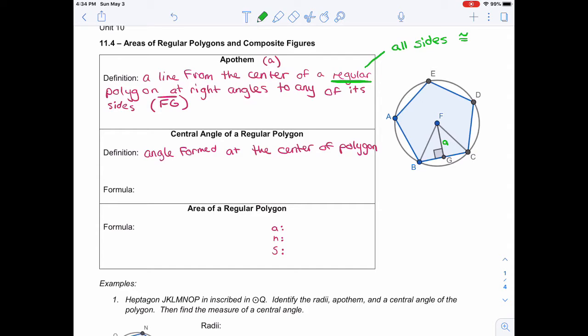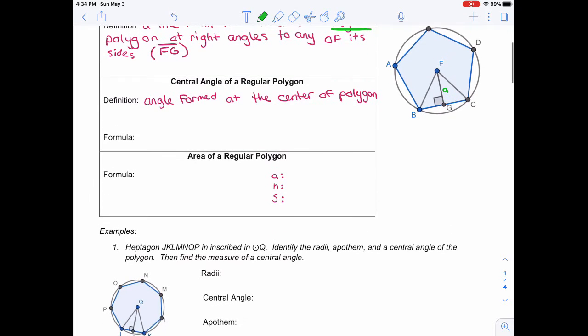For our next one, we have the central angle of a regular polygon. So that's the angle formed at the center of a polygon. That pretty much goes without saying. And our formula is just going to be 360 over n, which I believe we did in 2 or 3 units ago. So again, our n is just going to be equal to our number of sides. And again, usually the number of sides are labeled with an S, okay?